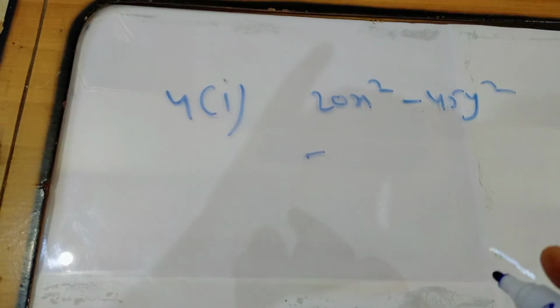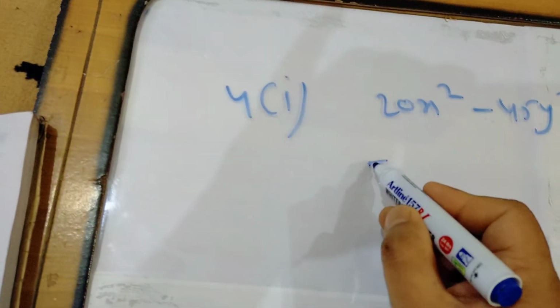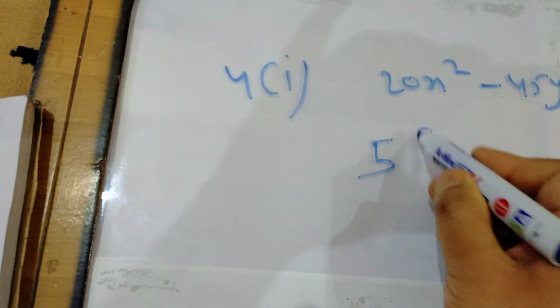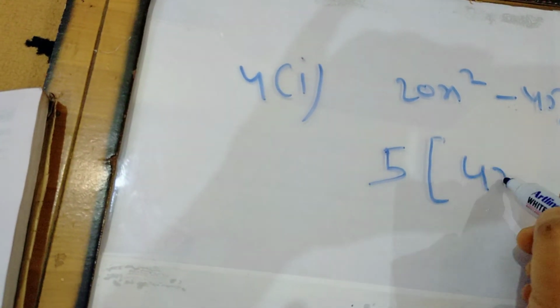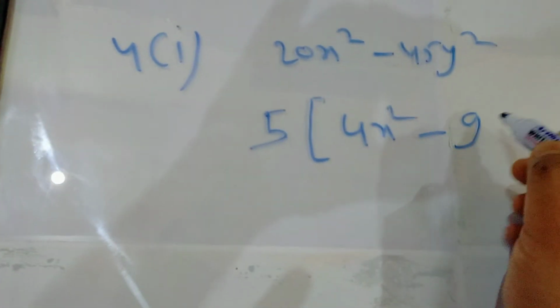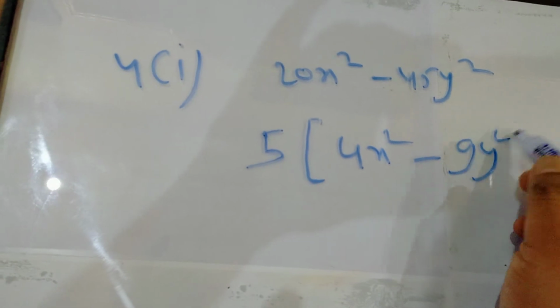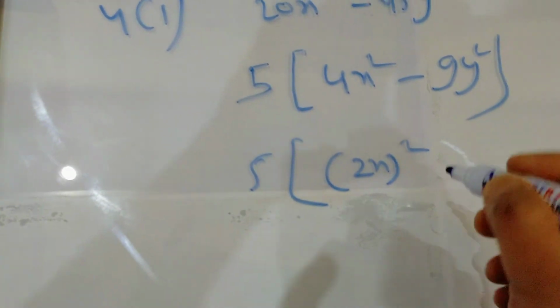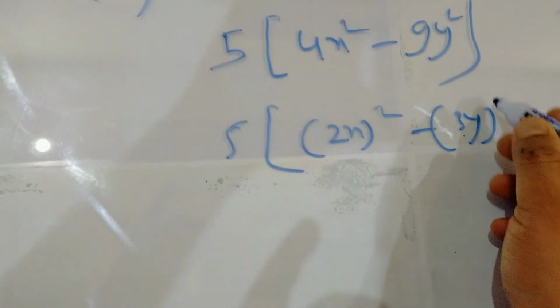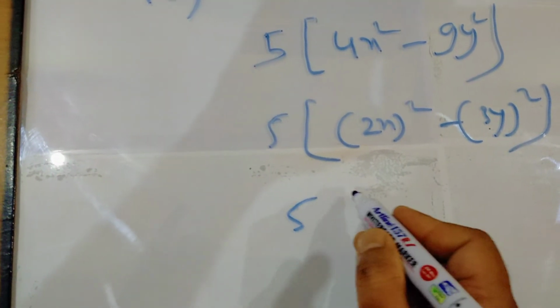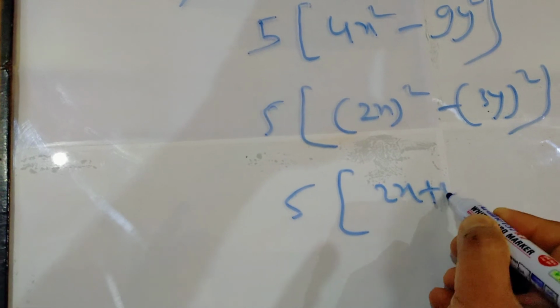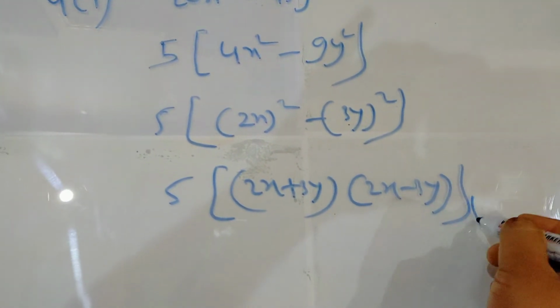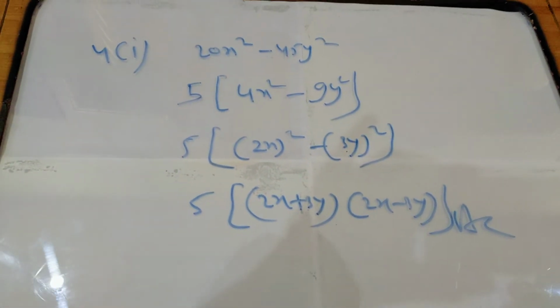Now look at this question. Here also we should take 5 common, so it will be 5 times 4 is 20, 5 times 9 is 45. Now 2x whole square minus 3y whole square, so it has become 5 times 2x plus 3y, 2x minus 3y. So this is the right way to solve the question.